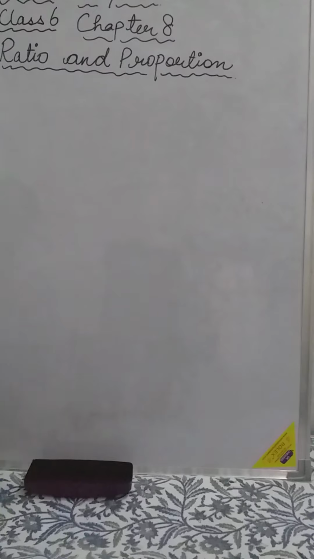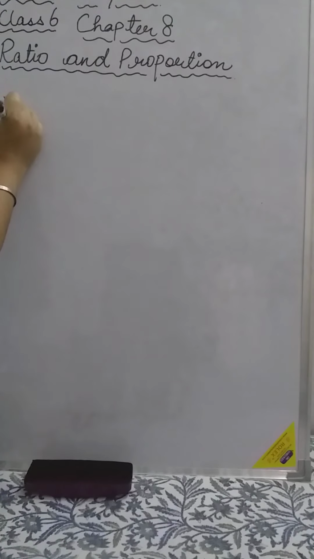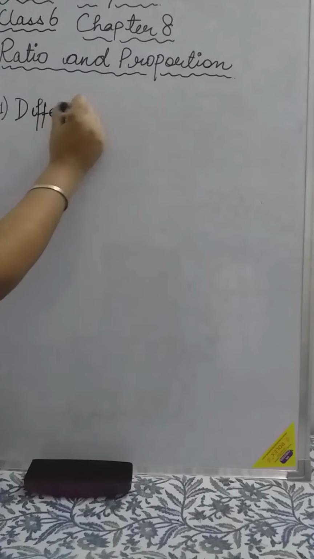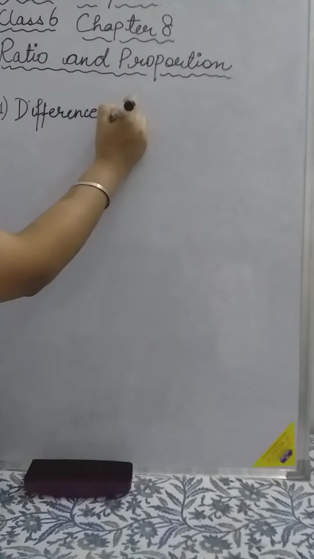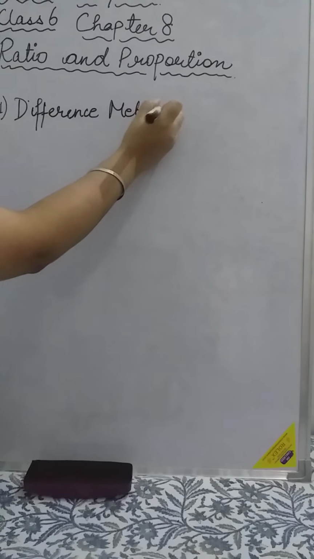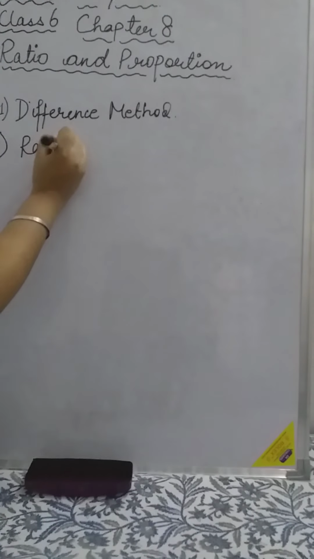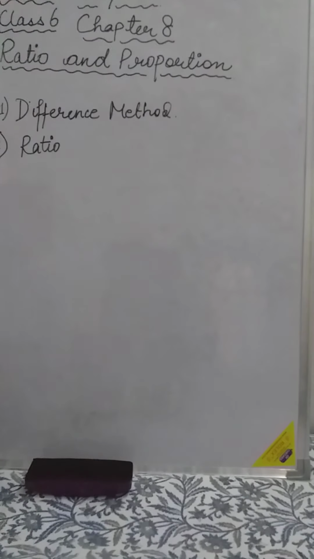Now, what exactly is a ratio? Before jumping on to the topic, let us understand, there are two ways of comparing the numbers. First way is your difference method, and second is your ratio or division method.